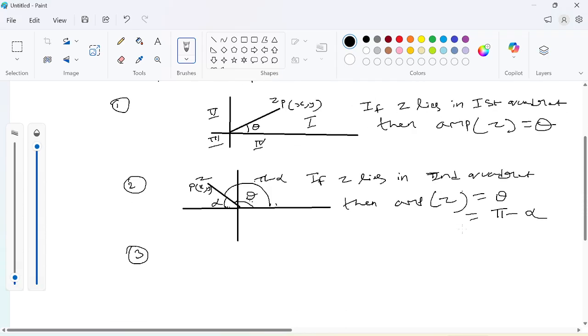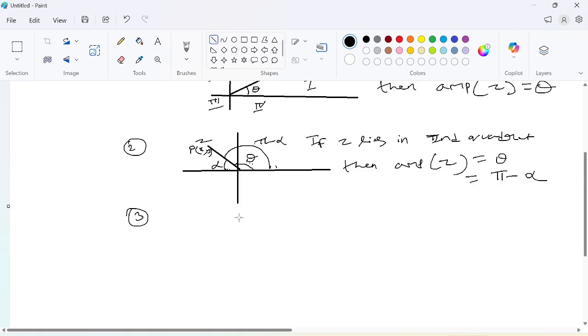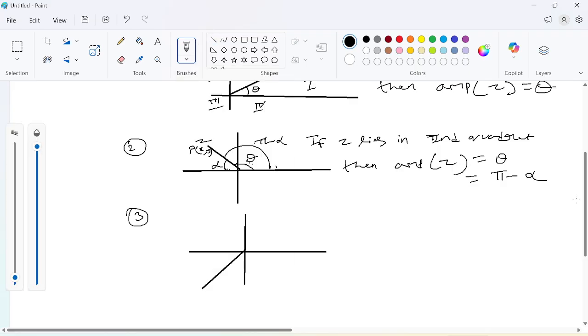Now let me take another one. Now if Z lies in the third quadrant, let us take it like this. This will be your alpha. Now if Z lies in the third quadrant.